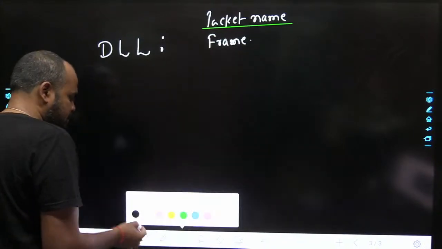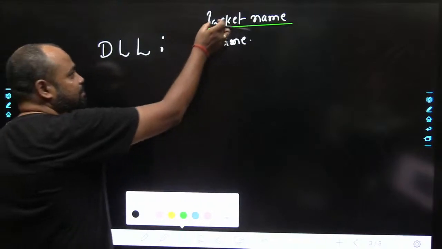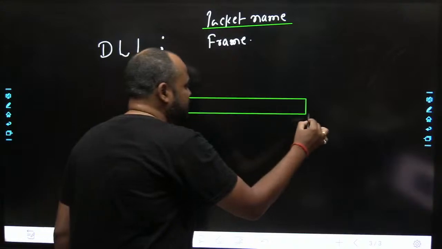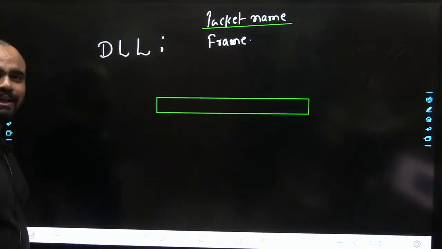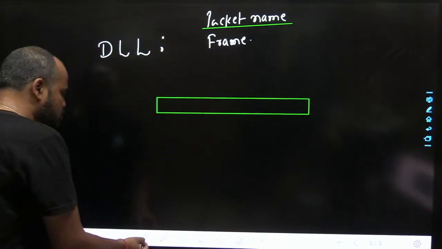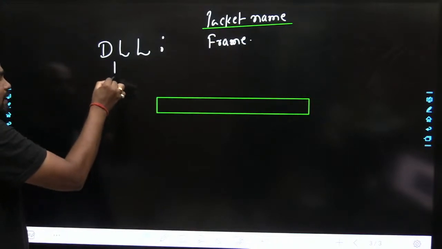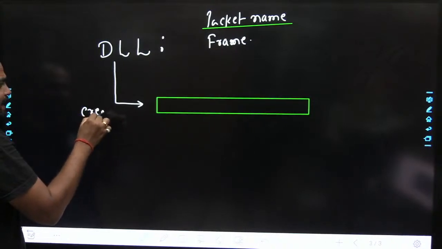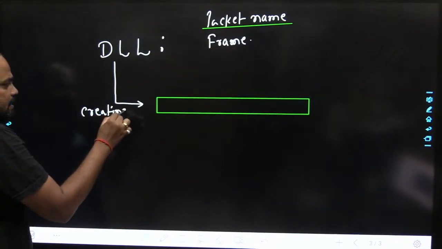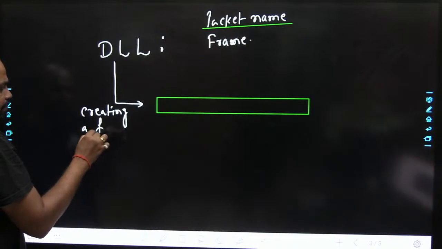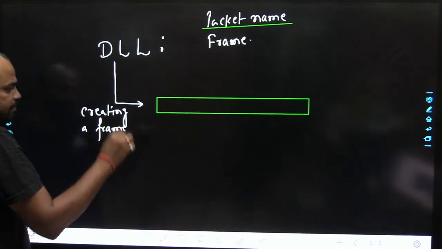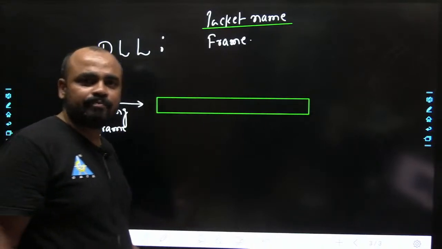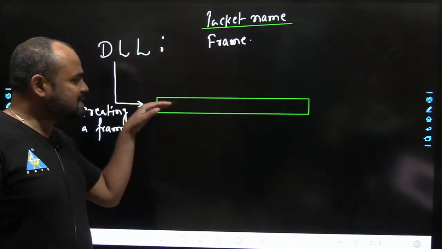So definitely, if you are saying the term packet, then the packet will be created. Or you can say the frame will be created. So see, in the data link layer, you are creating a frame. Okay, so once you are creating a frame, what will the frame have? What will be inside the frame?